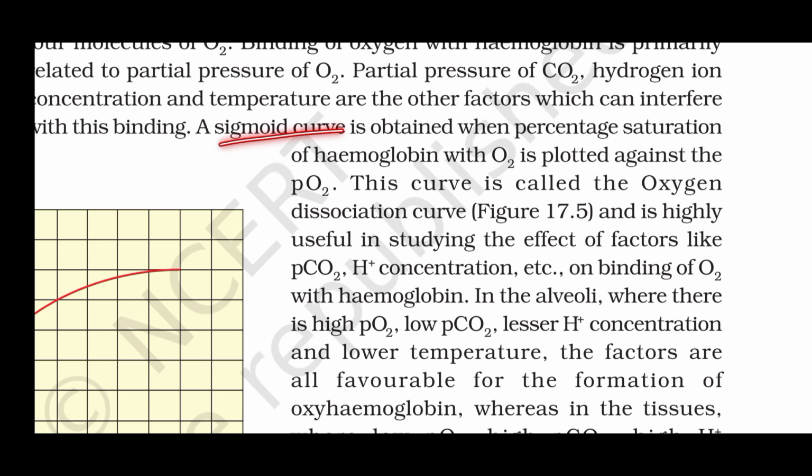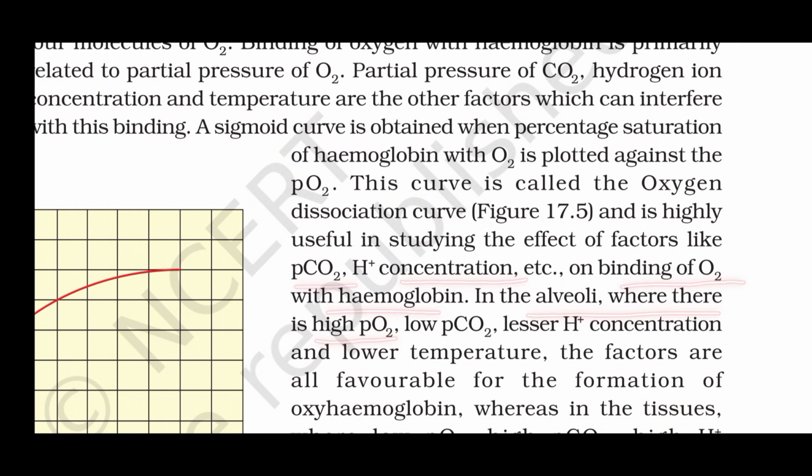A sigmoid curve is obtained when percentage saturation of hemoglobin with O2 is plotted against the PO2. This curve is called the oxygen dissociation curve and is highly useful in studying the effect of factors like PCO2, H+ concentration on binding of O2 with hemoglobin.